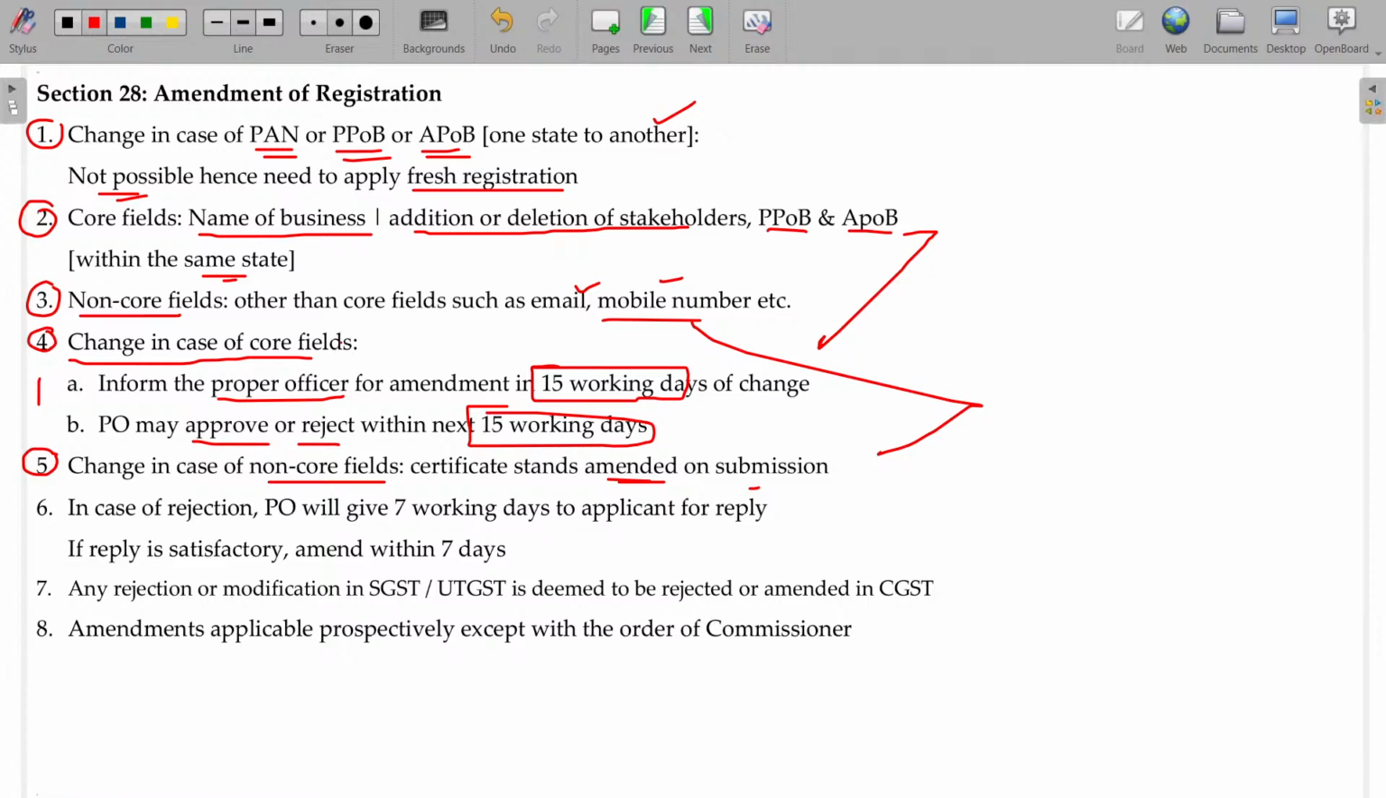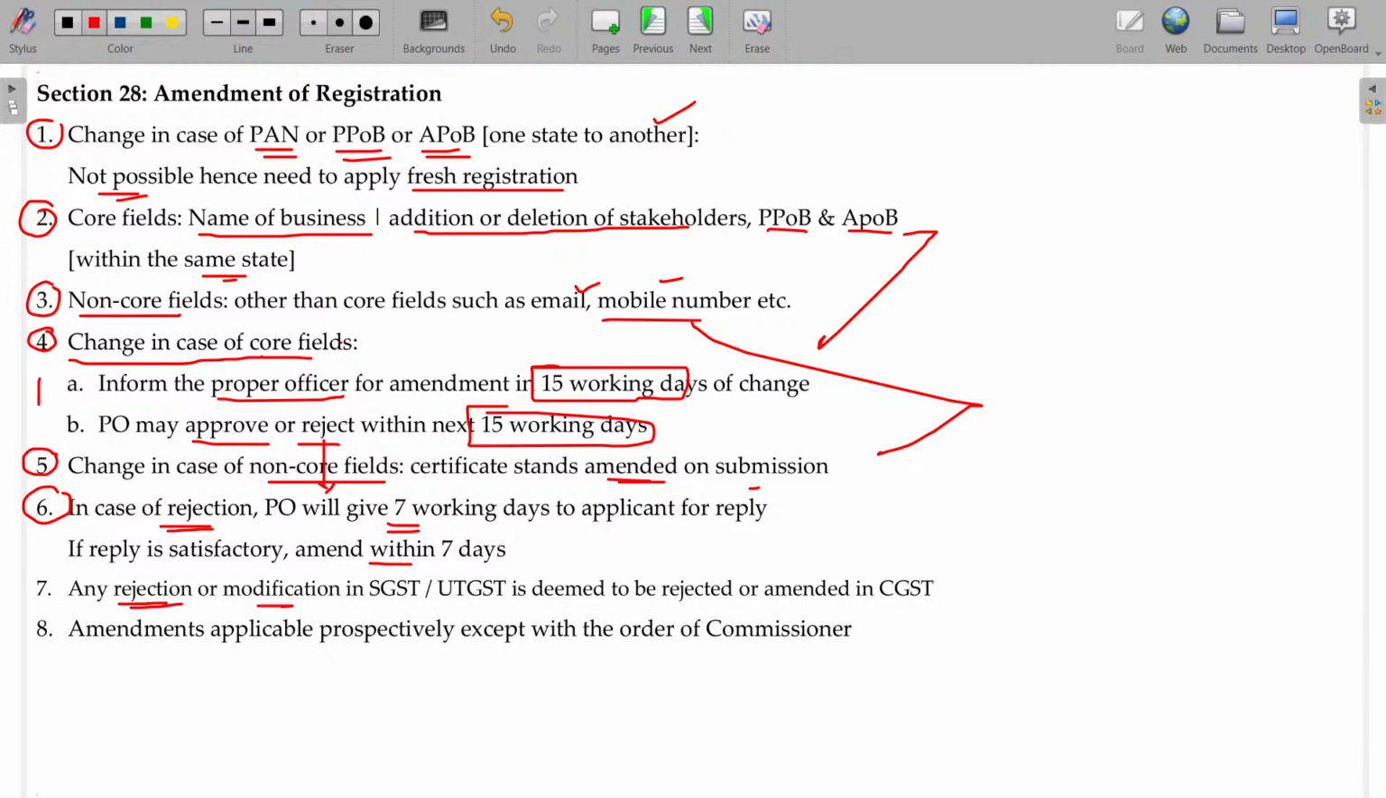See what happens in the case of core field change. It should be accepted by the proper officer. If he rejects, what happens? We'll give 7 working days for giving your explanation. So you can give the clarification also. Based on the clarification, it may be amended within 7 days or cancelled.